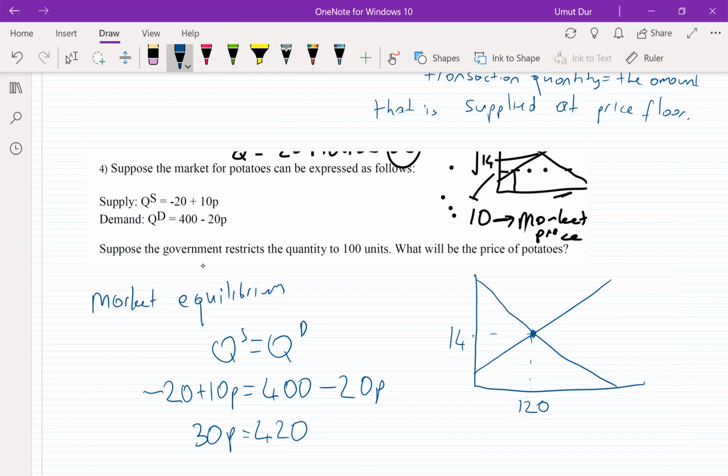So this is different from the previous one. Here I am asked to find the market price when the government restricts the number of goods that can be sold to 100 units.